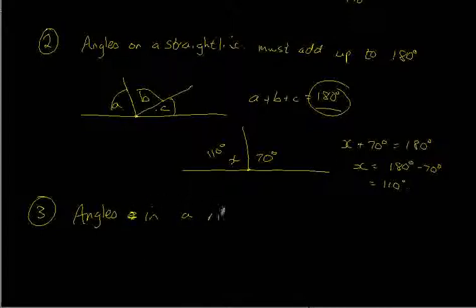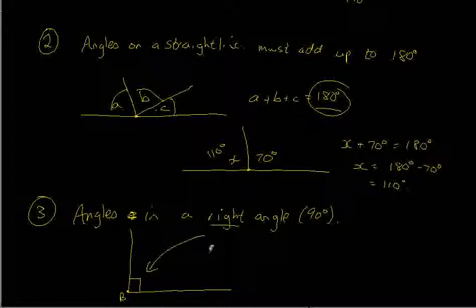And our last law, or property for this video, is angles in a right angle. If you have two lines meeting at a point, say B, a right angle is just an angle which is equal to 90 degrees, and it's usually denoted by a square box. This little square box tells us that this angle is 90 degrees. So if we have a line meeting at point B as well, and we have an angle A and an angle B, A plus B according to this law has to add up to 90 degrees.